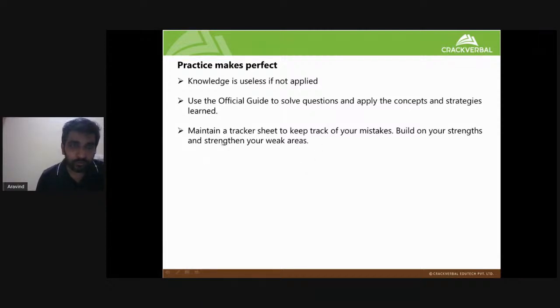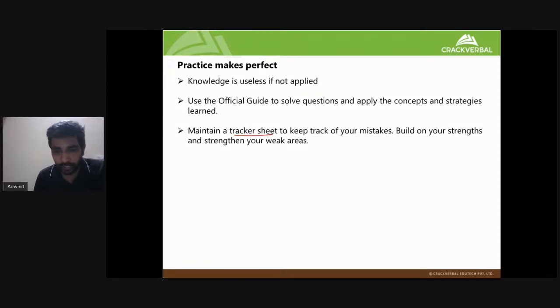And when you do that, please try to maintain a tracker sheet, okay? Just to keep track of your mistakes. That's a very important component. As you finish the official guide, you can go back to the tracker and see what kind of mistakes you're making. Is there a pattern? If there's a pattern, you can go back and review those concepts. So for example, if you're making too many mistakes in inequalities, absolute values, you might want to go back to the course, watch the videos once again, see what it is that you missed on the first instance, and try to correct those mistakes. That's the importance of maintaining a tracker sheet.